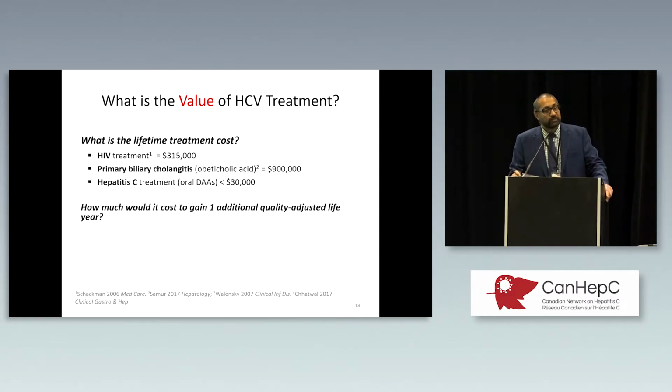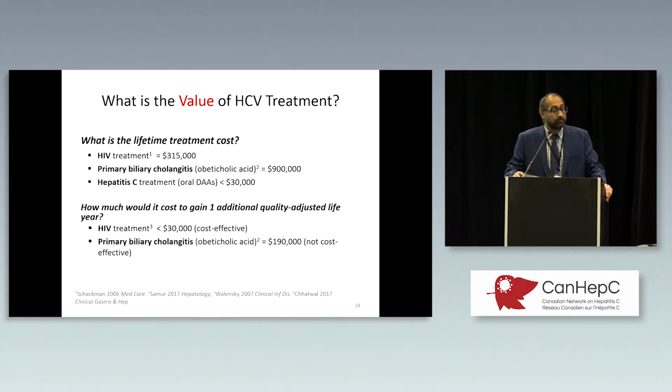Now, how much would it cost to gain one additional life year with HIV? It's less than $30,000. And in the US, if we use a metric of $100,000 as our threshold, anything below that, we can simplify, say that it's cost effective. If something costs more than $100,000 to gain one additional life year, we can say that it's not cost effective. This $100,000 threshold can be, one can argue if this is right or not, but let's assume that that's the threshold. For primary biliary cholangitis, this number comes down to $190,000 to gain one additional life year. So using that metric, we'll conclude something is not cost effective.